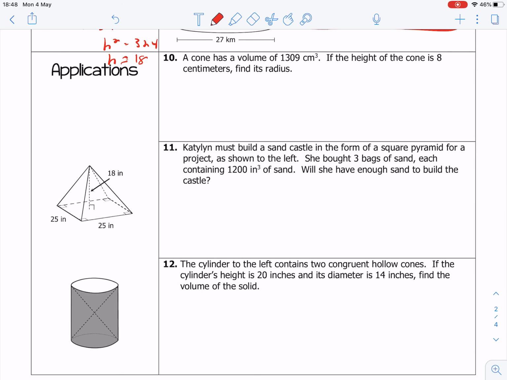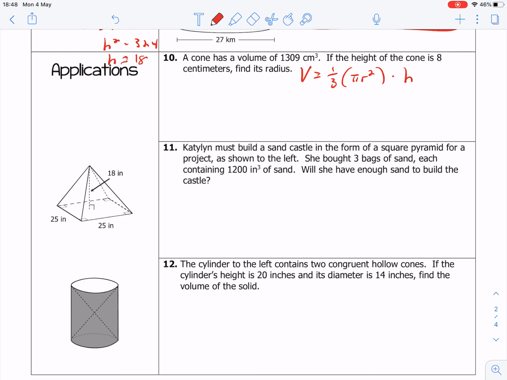Okay, so here we go. Application problems. They're always fun. A cone has a volume. Oh, it gives you the volume. If the height of the cone is 8, find its radius. All right, so we know our volume is going to be 1/3 times the area of the base times the height.